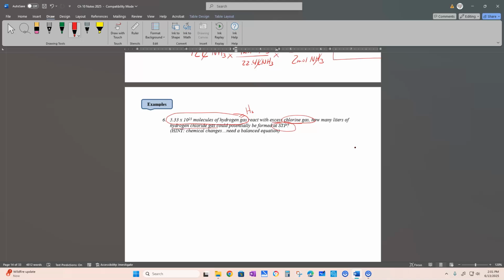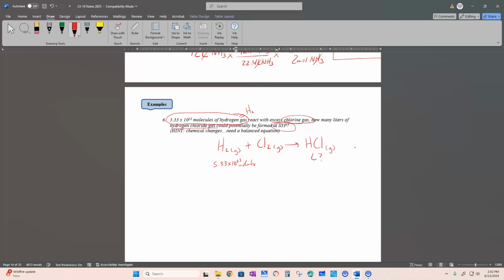So first, we need a balanced equation. So I'm going to start the skeleton for you. And then hydrogen is +1. Chlorine's -1. So HCl as a gas, though. Okay, not an acid. So make sure you balance that. Okay. I want to get to, it looks like, liters of HCl when I'm starting with 5.33 times 10 to the 23rd molecules.